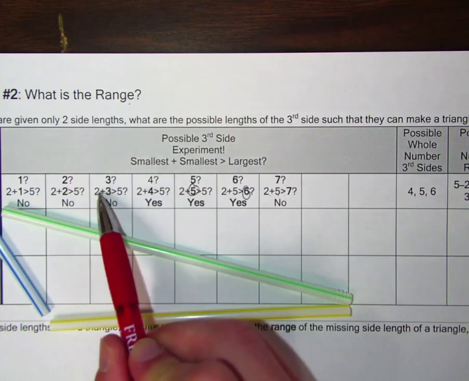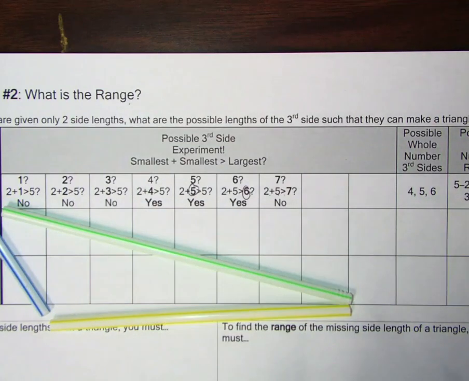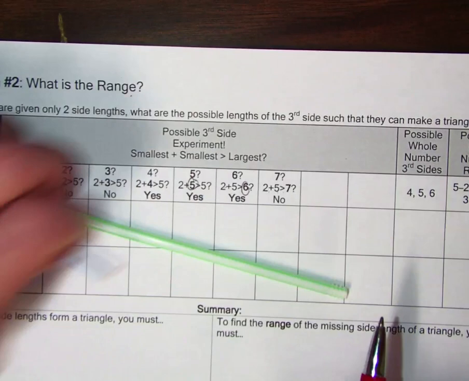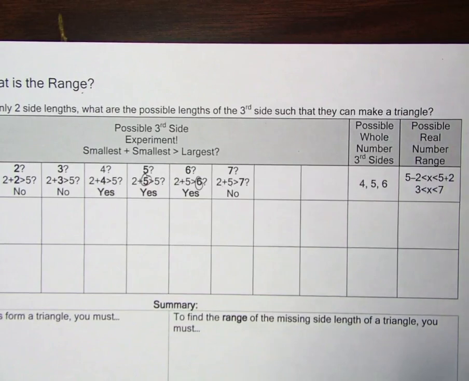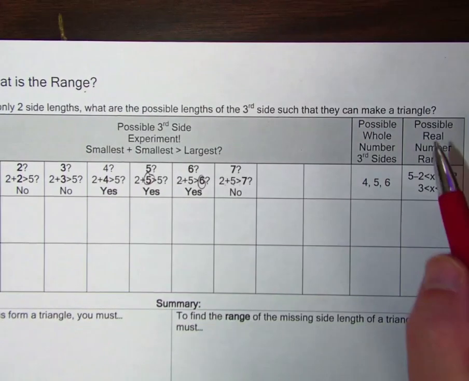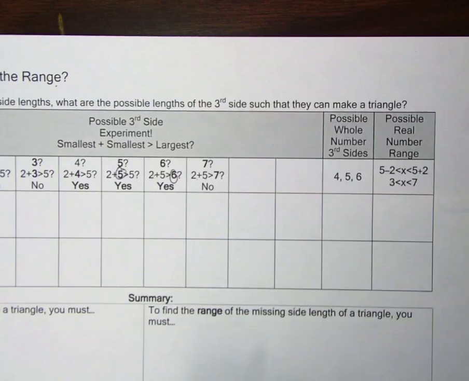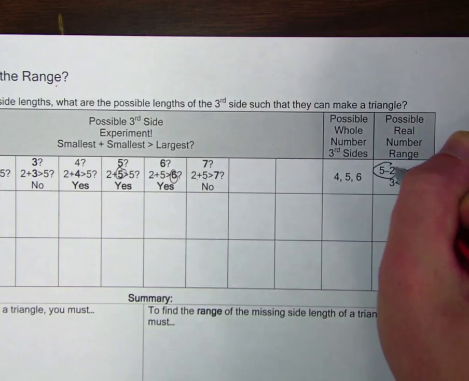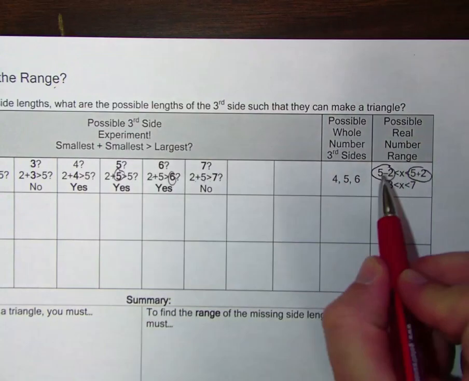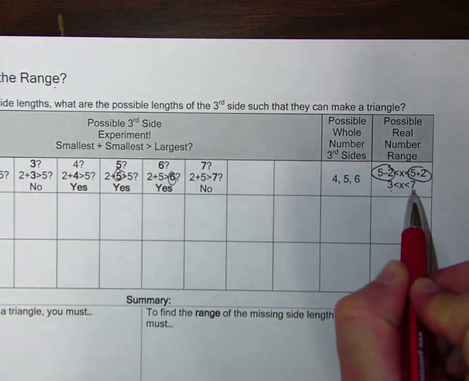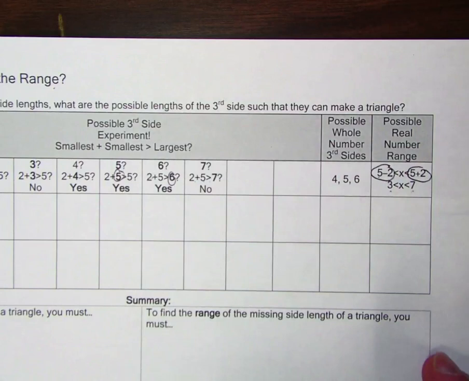Again, you can keep testing by looking at the two smallest sides and adding them up and making sure it's bigger than the third side. However, there's a way to look at not just whole numbers like 4, 5, 6, but 4.1, 4.2, etc. And the way to do that is to take the two sides you're given and to subtract them on one end and add them on the other end. And if you do that, 5 minus 2 is 3, 5 plus 2 is 7. Anything between 3 and 7 will work.